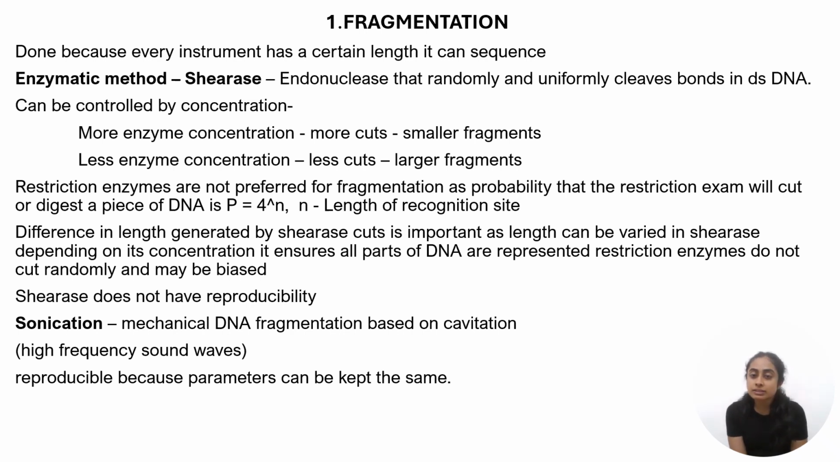So the first step that is done during NGS is fragmentation. Like I said, this is done because every instrument has a particular length of DNA or RNA that it can sequence. So first, an enzyme called shearase was used to break DNA. Shearase is an endonuclease that randomly but uniformly cuts bonds in double-stranded DNA. This is controlled by concentration. So more enzyme, more cuts, smaller fragments, less enzyme, less cuts, larger fragments.